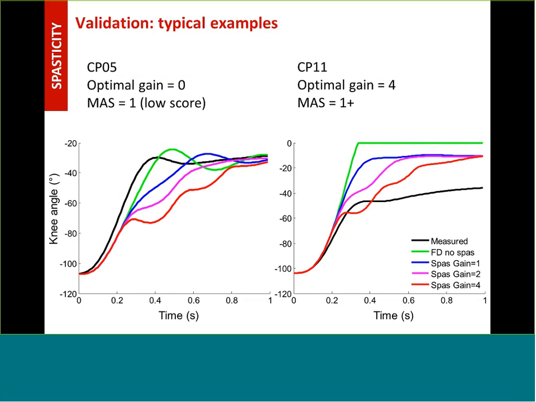On the right here you see another example with a higher level of spasticity and an optimum gain of 4. In this case, you see that the green line without spasticity is far off, and you see that the red curve best matches the measured data in black, especially in the beginning, but also that there is a much larger overshoot towards the end.